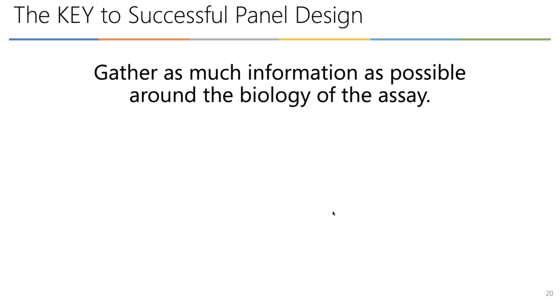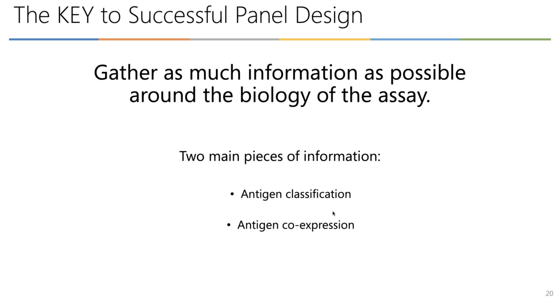Or when I am designing a panel, I need to spend time reading, researching the markers, understanding as much as I can of the biology for every single marker that I'm going to be using in my assay. What are the two key pieces of information that I need? I need to understand what is the level of expression of each antigen in the cells that I'm interested in analyzing. So I'm not interested in the number of receptors per cell. I'm interested in a broad classification, and we're going to talk very briefly on how we do that classification.